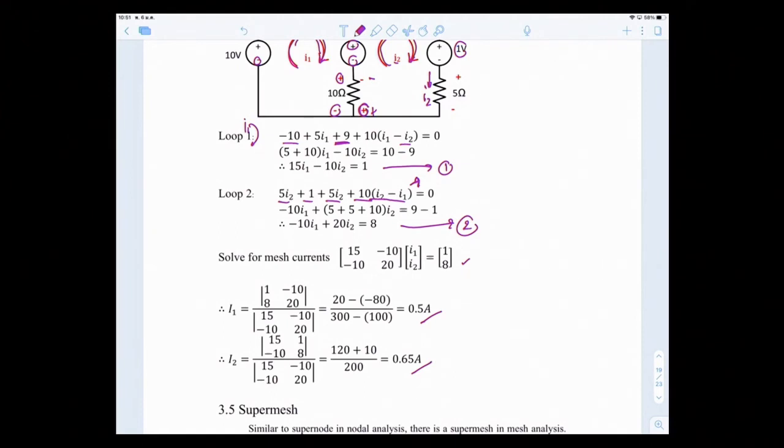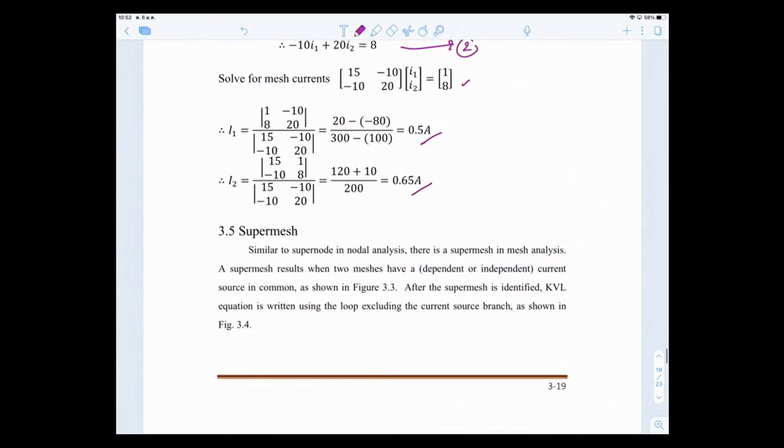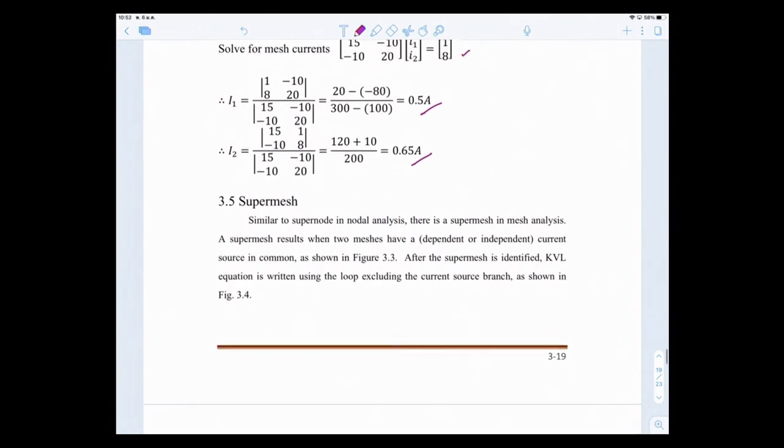From what I've seen with my students, it seems that mesh is very easy for everybody, and you would remember mesh the most, how to use it. Okay, next one, super mesh. We have super node, so it's only fair we have super mesh also.